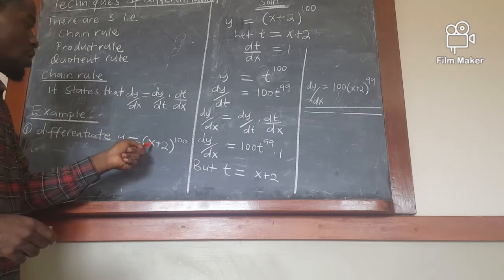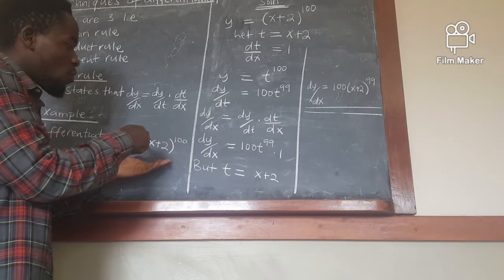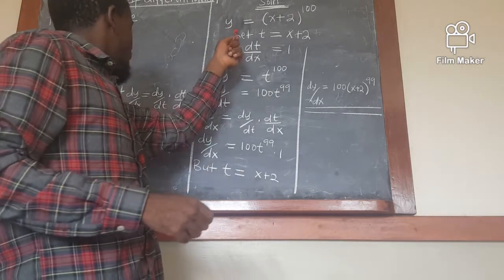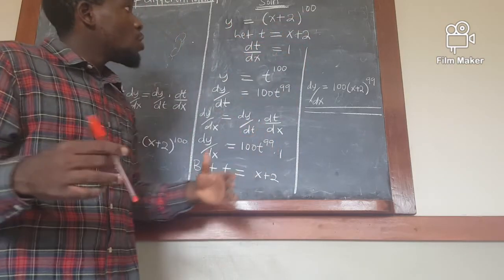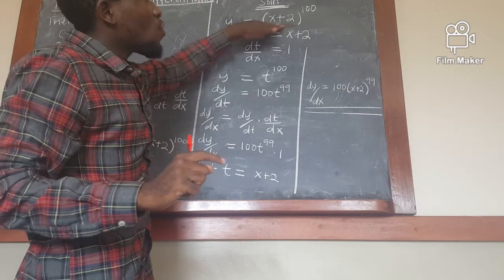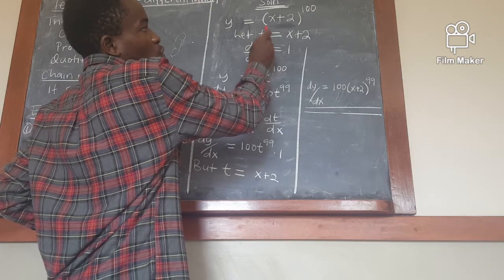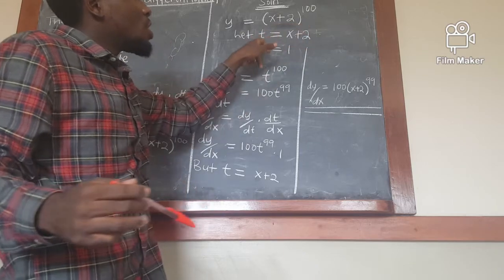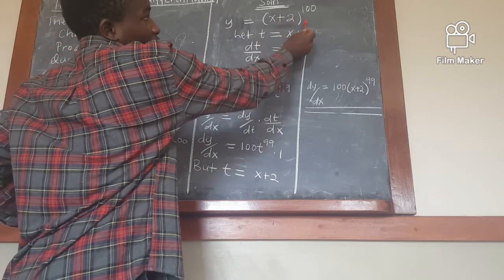Differentiate y is equal to x plus 2 power 100. You can use that first approach, you drop the power, times, then you reduce the powers. So here we are, y is equal to x plus 2 power 100. In chain rule, we aim at having one solid base. We aim at having one base and one power. So what we do is that we let t be equal to this bracket in such a way that we are going to have one base. So we let t be equal to this bracket. The t represents whatever is in this bracket.